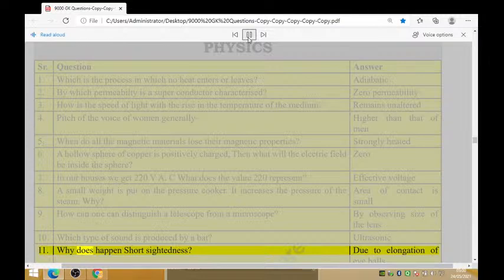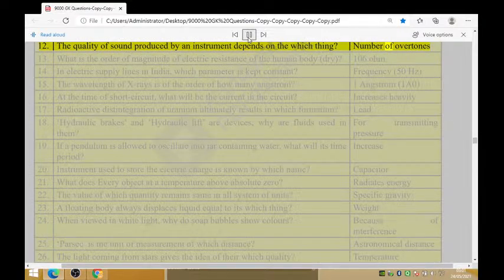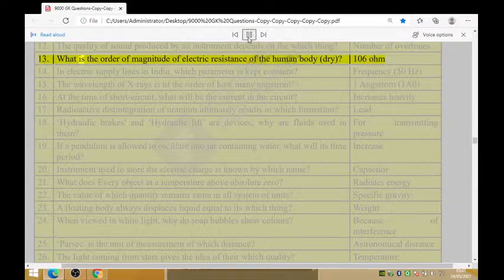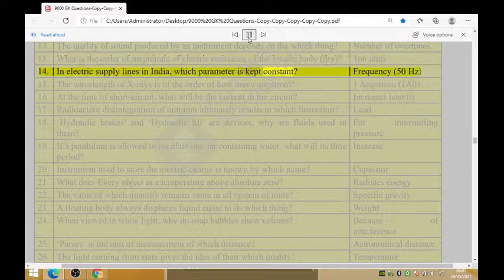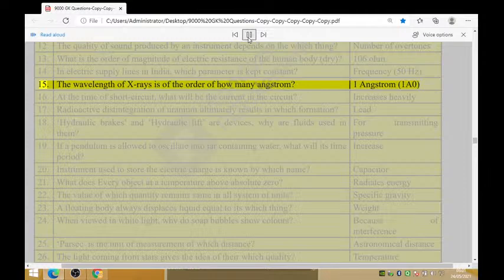12. The quality of sound produced by an instrument depends on which thing? Number of overtones. 13. What is the order of magnitude of electric resistance of the human body when dry? 10^6 ohm. 14. In electric supply lines in India, which parameter is kept constant? Frequency, 50 Hz. 15. The wavelength of X-rays is of the order of how many angstrom? 1 angstrom.